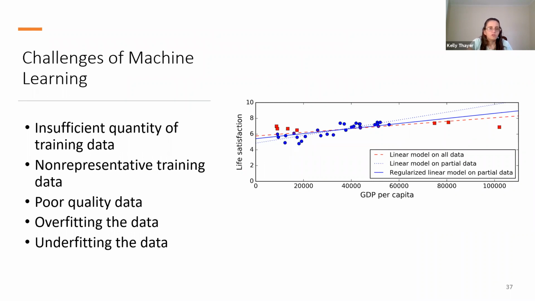There are a number of challenges to machine learning. Insufficient quantity of training data, non-representative training data, so you could have a lot of data, but it could be taken only from a very small subset. Poor quality data, overfitting the data, or underfitting the data.